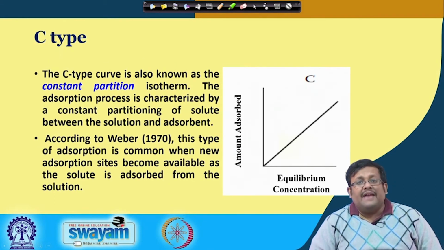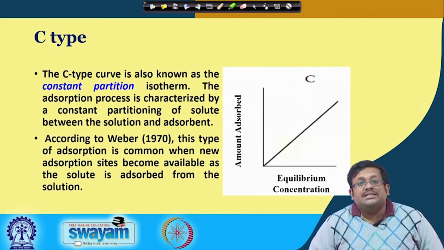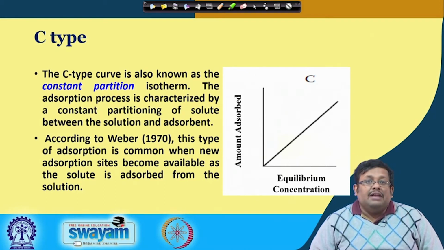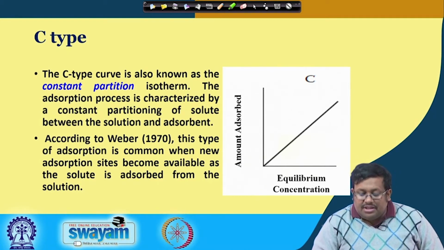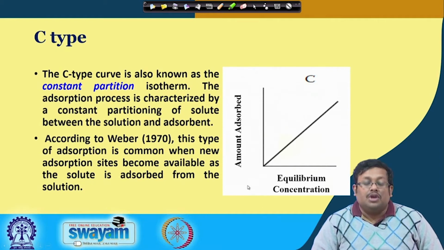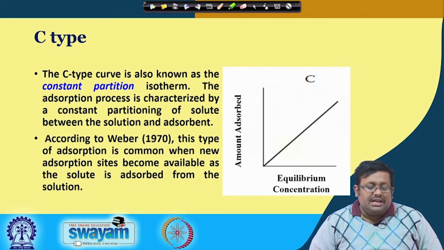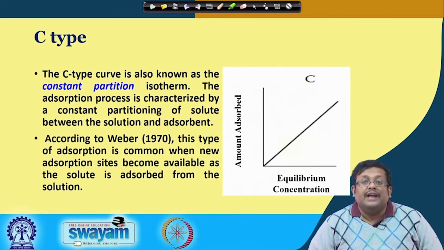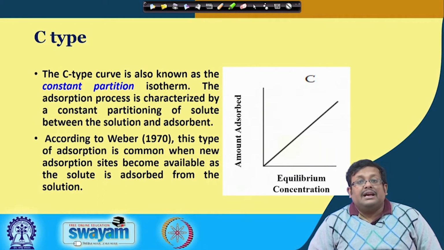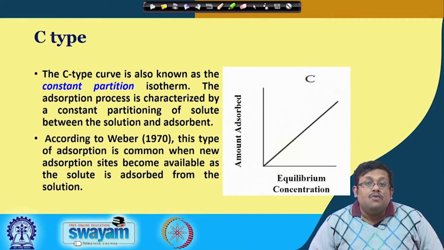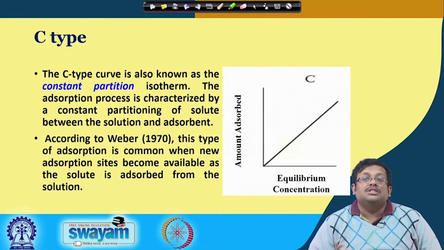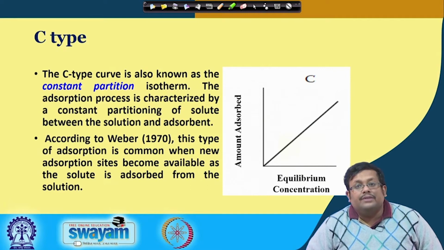So, what is C type? Now, the C type curve is also known as the constant partition isotherm. You can see there is a straight line between the equilibrium concentration and amount adsorbed. The adsorption process is characterized by a constant partitioning of solute between the solution and the adsorbent. And remember that according to Weber, this type of adsorption is common when new adsorption sites become available as the solute is adsorbed from the solution.